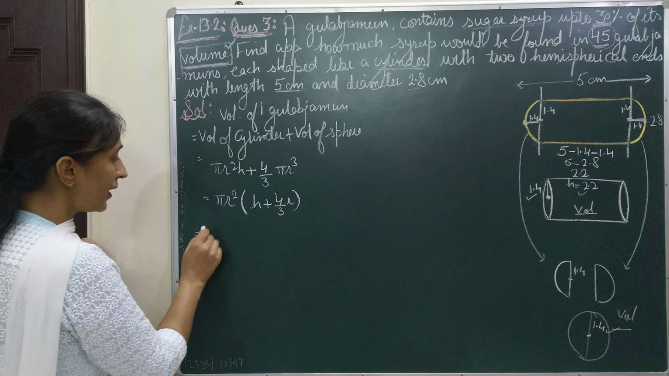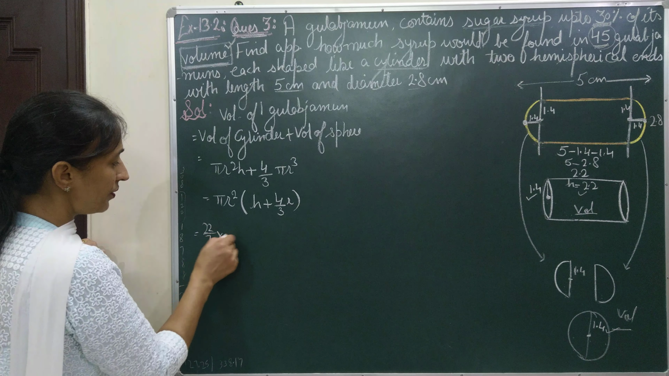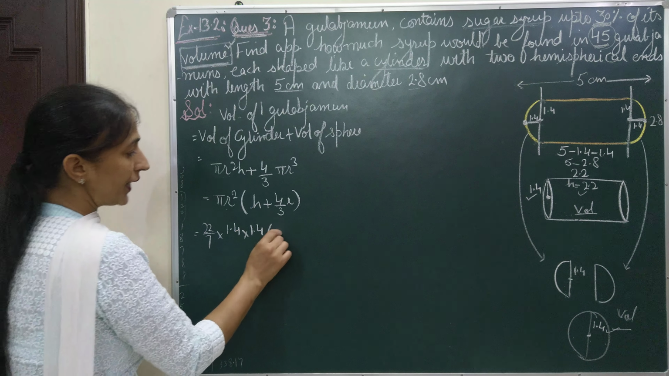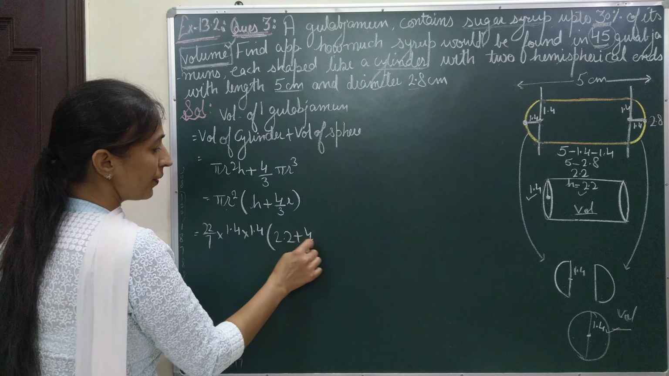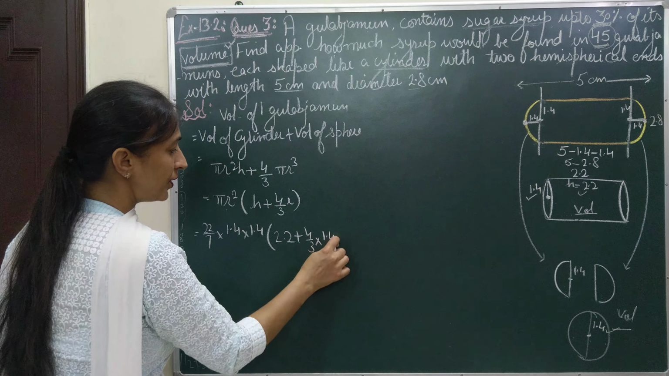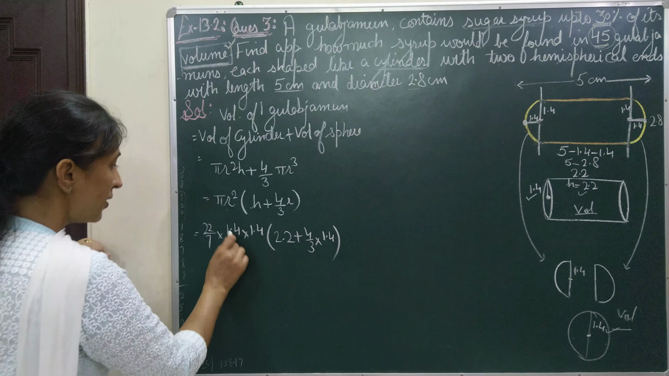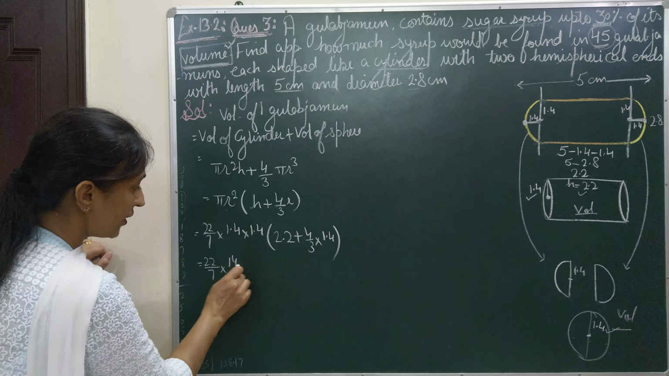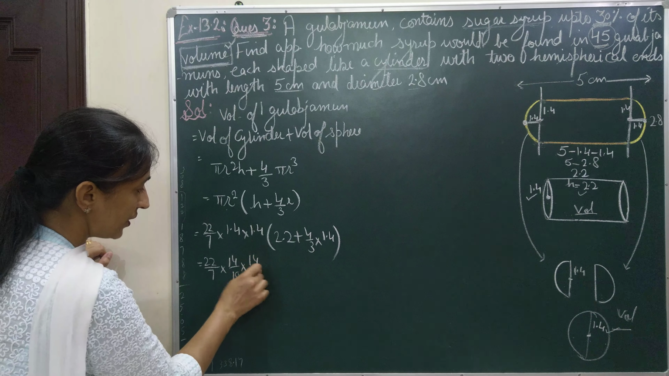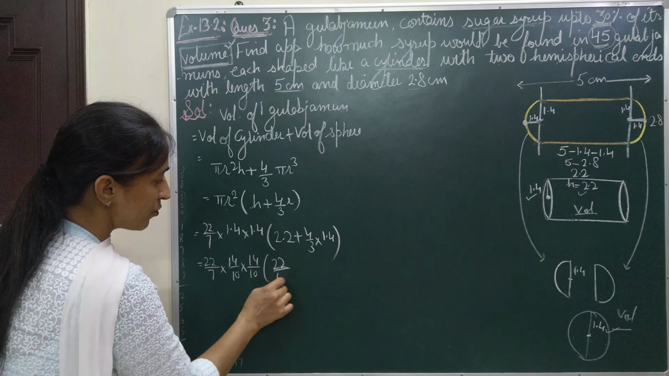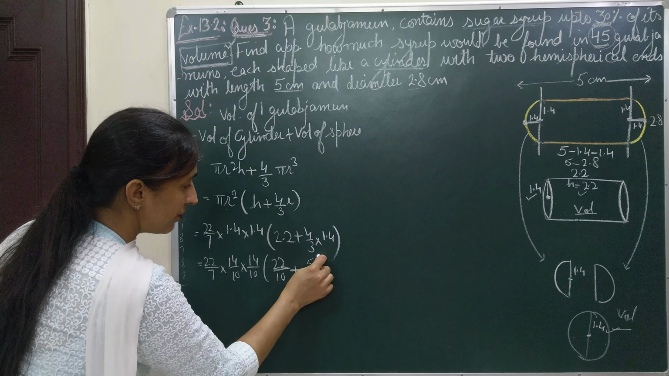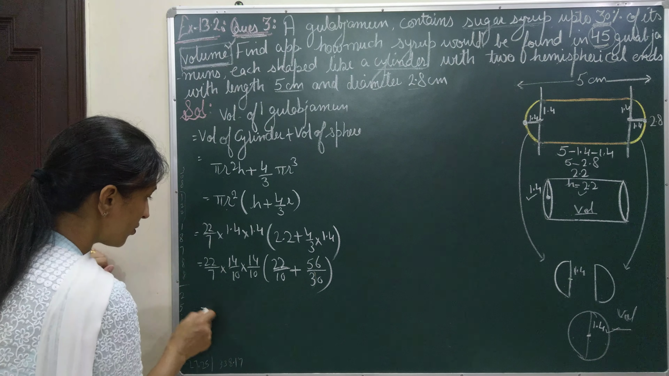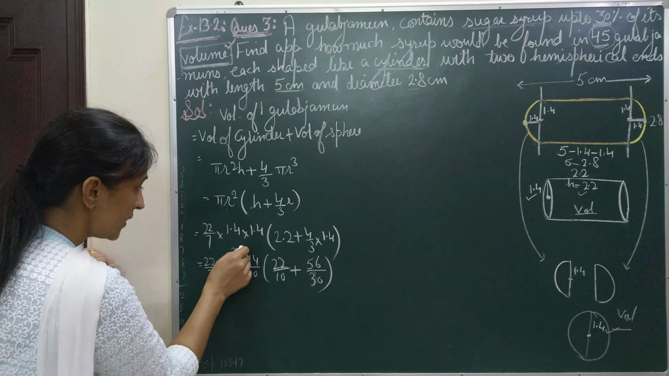Now I can replace the values. It is 22 by 7. R has the value 1.4. Height is 2.2. 4 by 3 and it is 1.4. So I will be removing these decimals now. 22 by 7, 14 by 10, 14 by 10, 22 by 10, and it will be 56 by 30. Okay. So cancel.